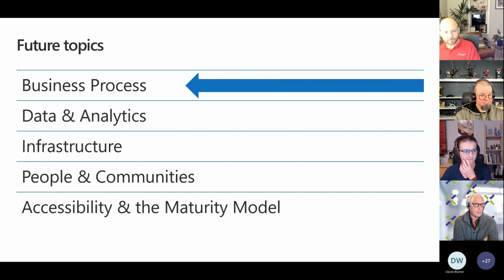We were thinking about talking about the business process competency. We've got some new work coming, as Simon mentioned, on the data and analytics and infrastructure competencies. So they're not quite ready yet. But we also have on the list people and communities and accessibility in the maturity model. Business process was our next thought. Anybody feel strongly that they'd like to hear about something different, or does that sound like a good one?